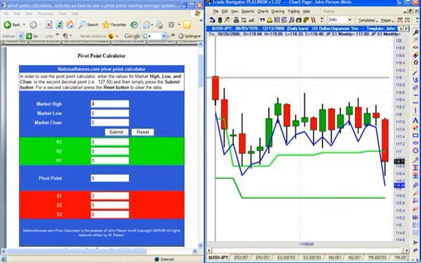So the highest point on our chart would be right here at 118.59. So let's put that in our pivot calculator, 118.59.